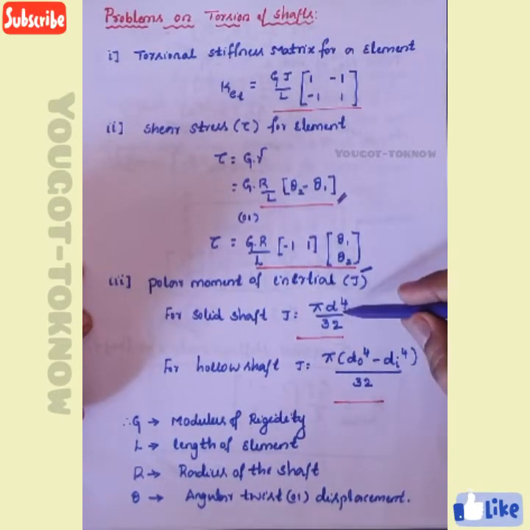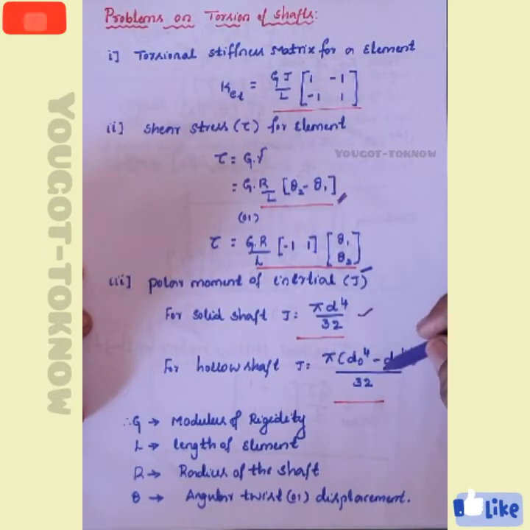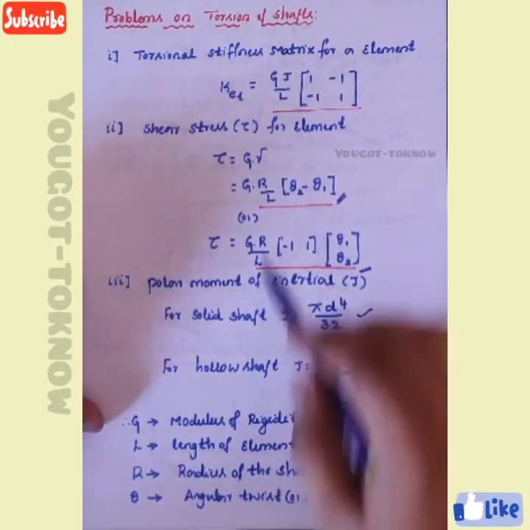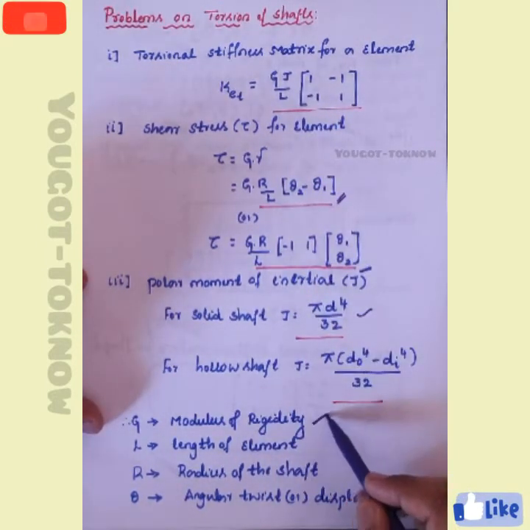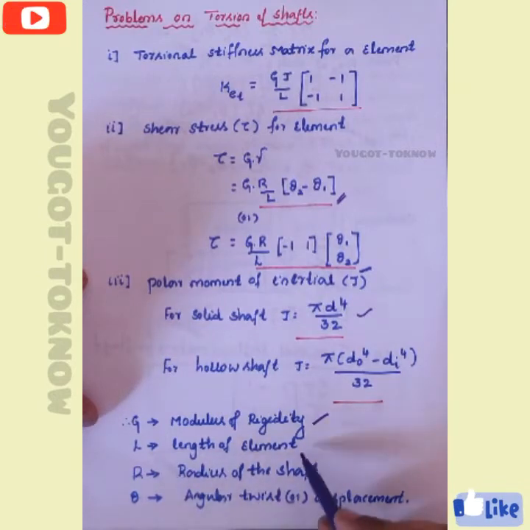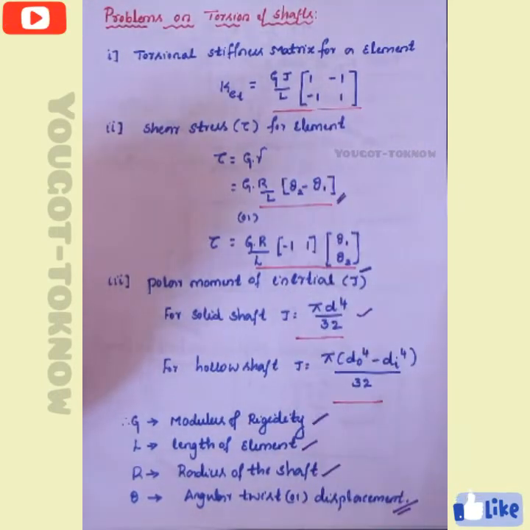You know what d is? For a solid shaft, it means the diameter of the shaft. d naught and di are the outer diameter and inner diameter of the shaft. Apart from this, what is G here? G is the rigidity modulus of the shaft. L is the length of the element. R is the radius of the shaft, and angular twist or angular displacement is called theta. These are all the parameters we generally come across in the torsion chapter.